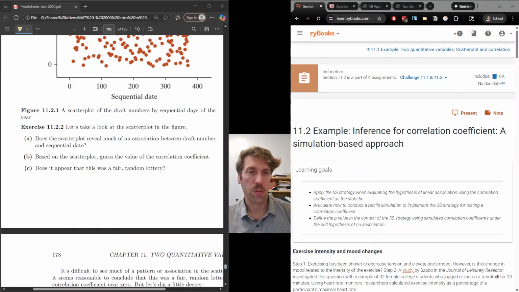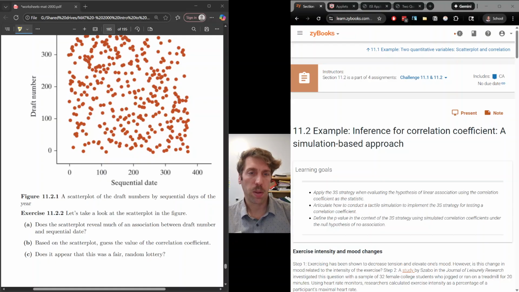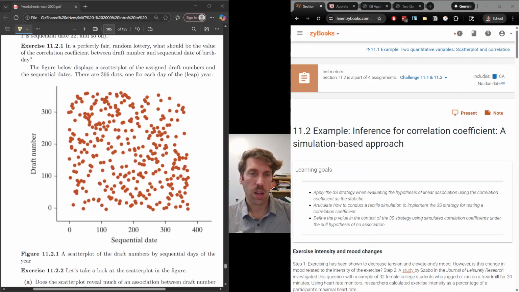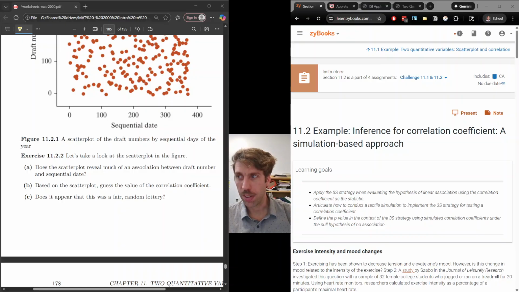Let's take a look at the scatter plot in the figure. Does the scatter plot reveal much of an association between draft number and sequential date? Do you see any trend there? For part B, based on the scatter plot, guess the value of the correlation coefficient. Just give a good guess.